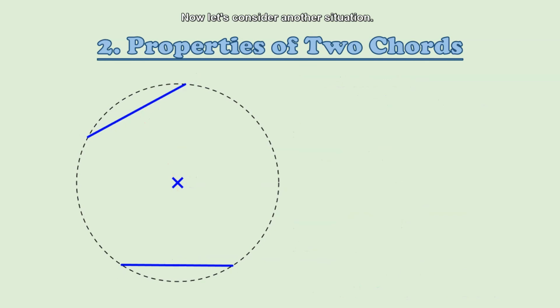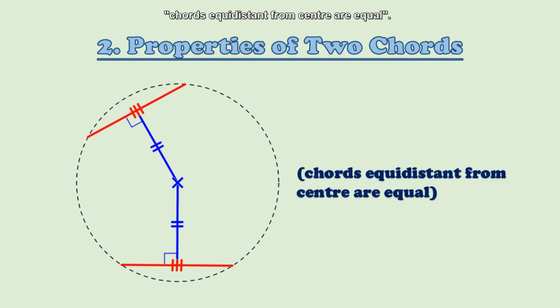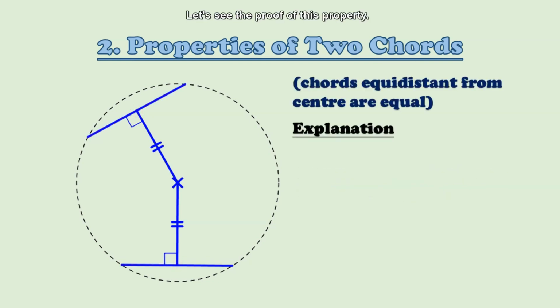Now let's consider another situation. Suppose we have two chords and they have the same perpendicular distance from the center. We can actually conclude that these two chords are equal, and the reference of this property is chords equidistant from center are equal. Let's see the proof of this property.